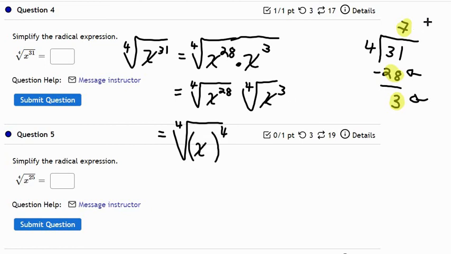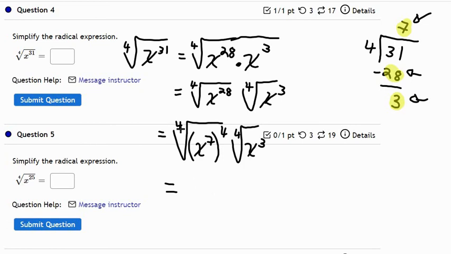And the answer is right here, staring at me. We could just do 28 divided by 4, and it'll give us 7 either way. 7 is the number we're looking for. But we still have this 4th root of x to the 3rd power. And then lastly, the 4th root and the 4th power cancel. So the radical and the power of 4 go away.